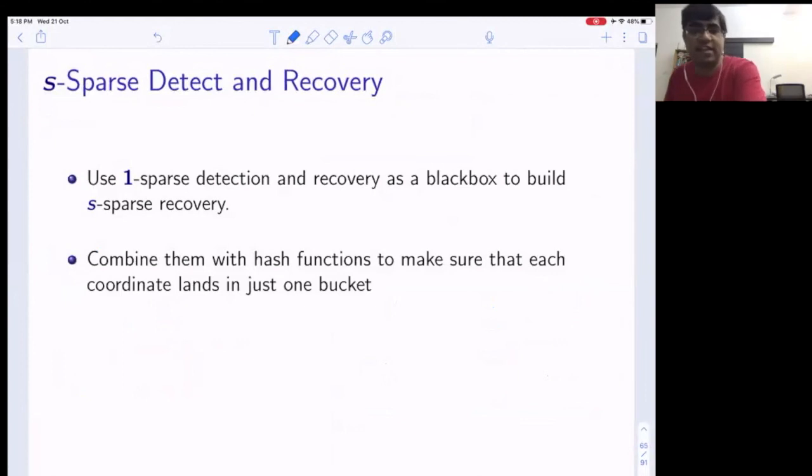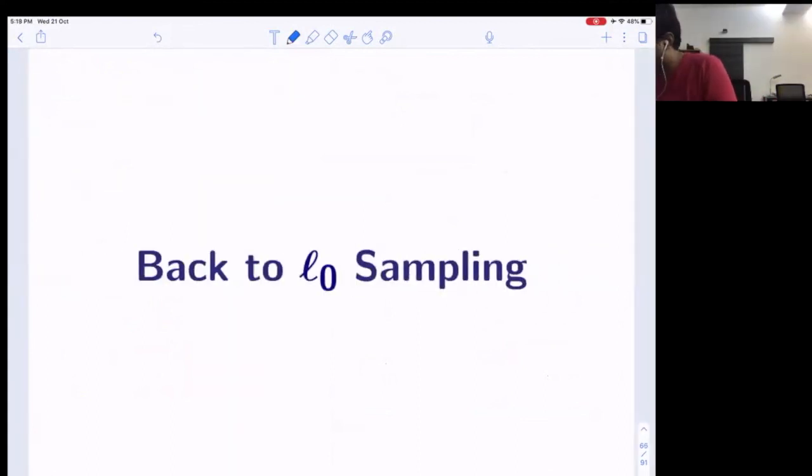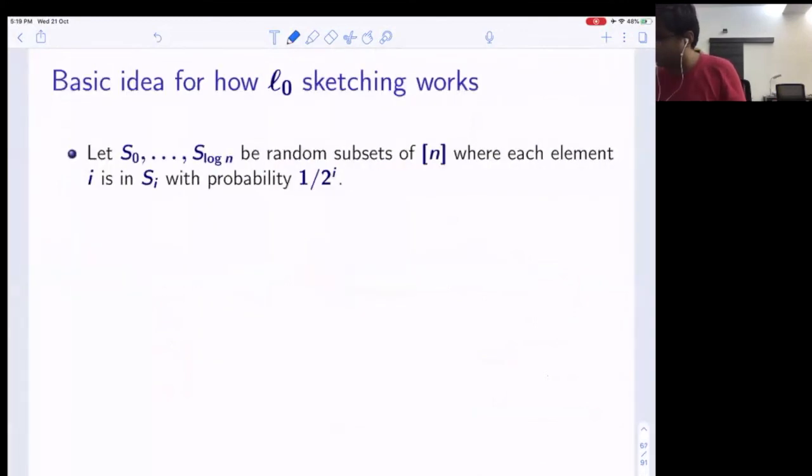And for sparse detect and recovery, what we do is we use one sparse detection and recovery as a black box to build a sparse recovery, and then we combine that with a hash function to make sure that each coordinate lands in just one bucket and things like that. But I will not go into this. So I think I still have a lot of L0 sampling left. Okay, and so I think it's best that I do it next time, and then I give you some application of connectivity sketches in this.